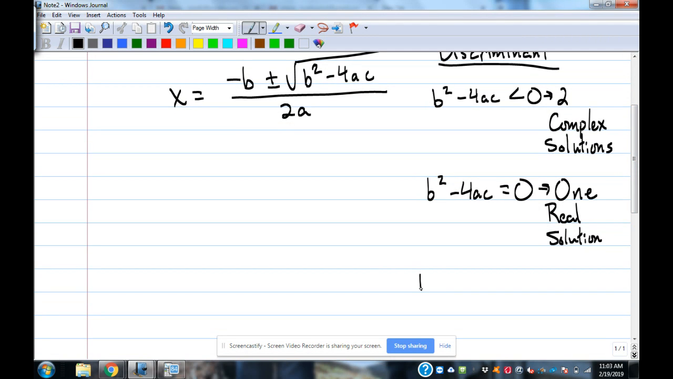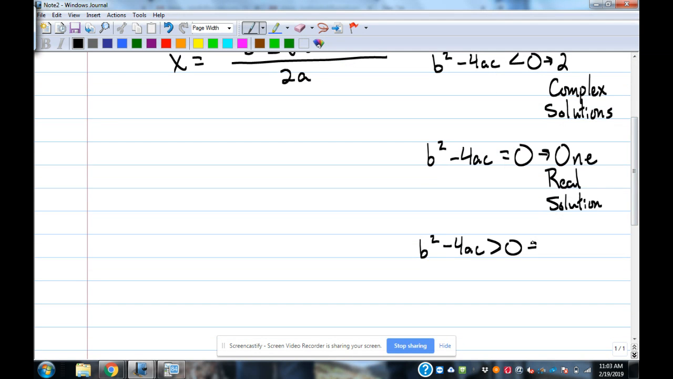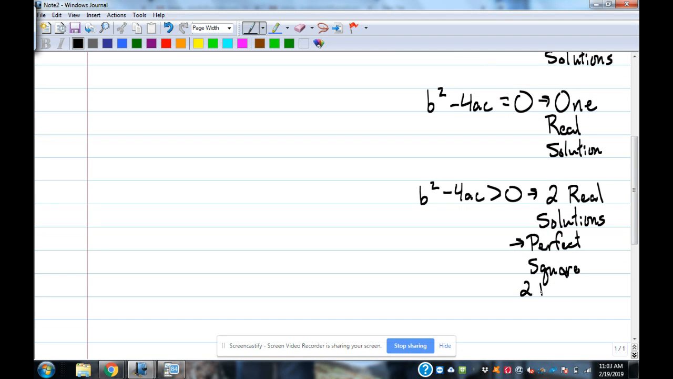Okay. And then the other possibility is if b squared minus 4ac is greater than 0, meaning it's what kind of number? Positive. If it's positive, then we're going to have two real solutions. A special case for that is if it's positive and it's a perfect square, then we will have two rational solutions. And rational just means it doesn't have a square root left in it.